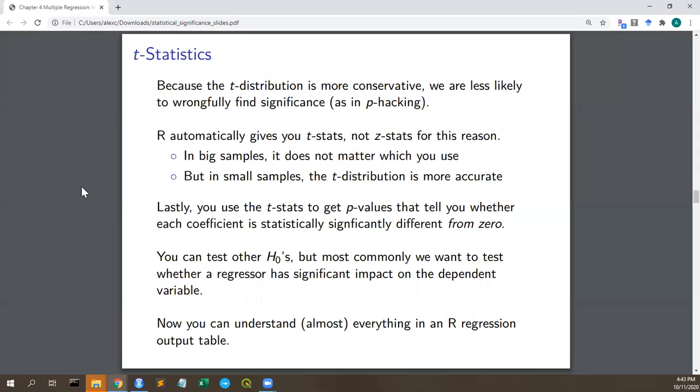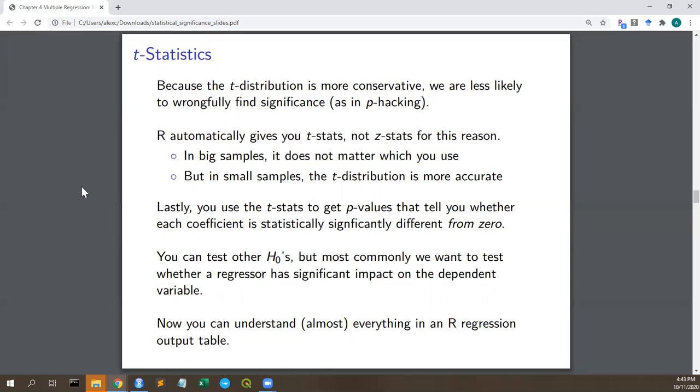So because the t-distribution is more conservative, we're less likely to wrongfully find significance. So it makes it a little bit harder for us, but it makes for better statistics. So R is going to automatically give you these t-stats. You should pretty much notice them in the output. I'll talk about that, I think, at the end. And then lastly, we're going to use our t-stats to get p-values. But whereas in Econ 225, we had to use a table, R is going to generate all of this stuff for us.